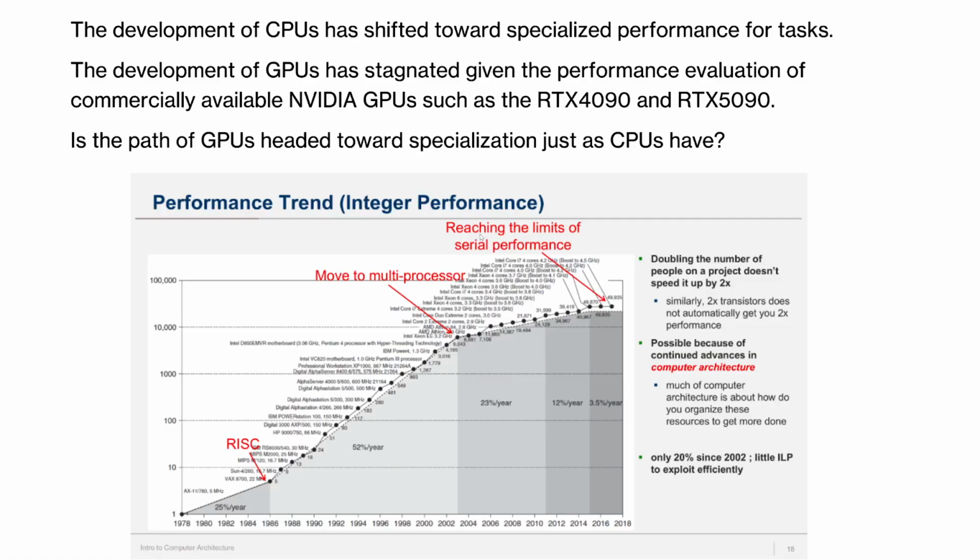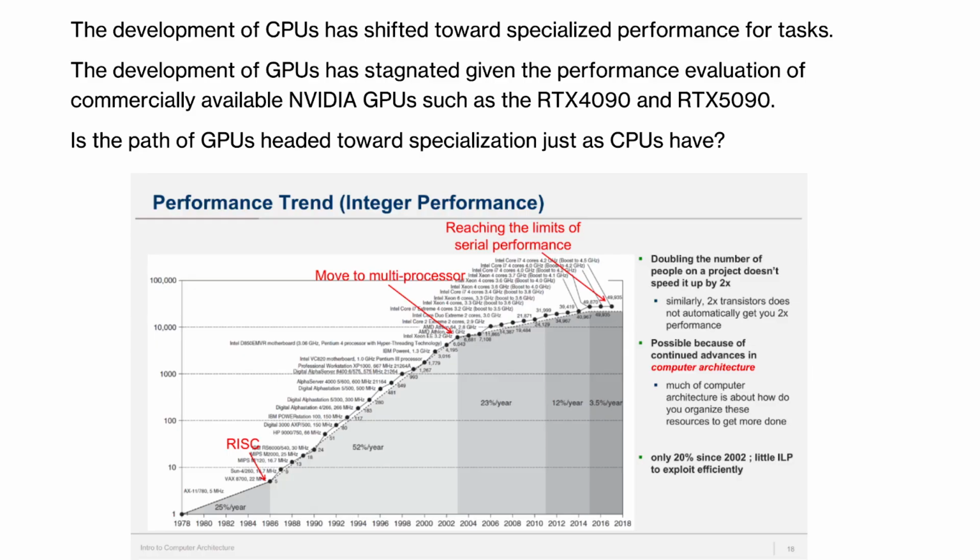One thing I would like to point out before the end of the presentation is that the development of CPUs has shifted towards specialized performance for tasks. As we learned in class, these general purpose CPUs for a long time kept seeing an increase in performance, and then they slowed down recently. And I would like to point out that recently, commercially available NVIDIA GPUs used for gaming, like the RTX 4090 and the RTX 5090, have a much smaller performance increase than from the 3090 to the 4090, at least when it comes to things that aren't using NVIDIA DLSS or its other AI performance increasers.